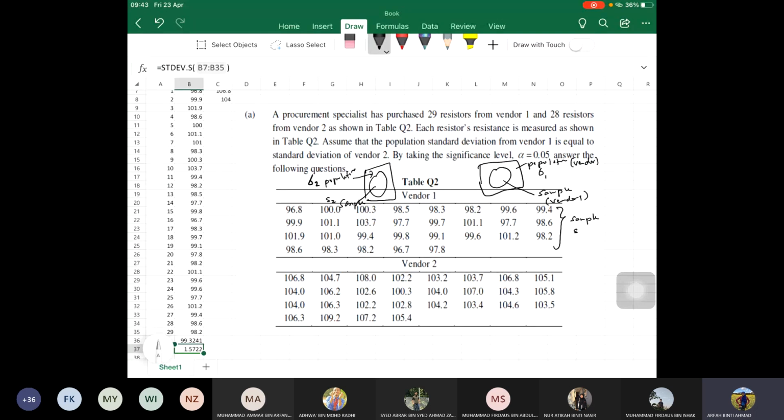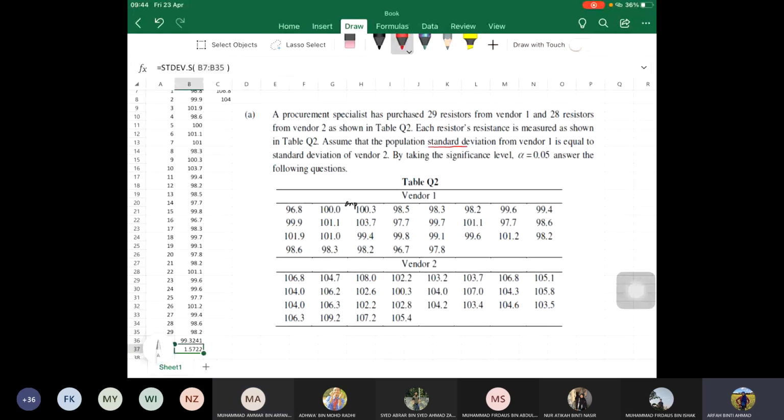Okay. That is why dia kata assume the population standard deviation. So maksudnya sigma 1 adalah sama dengan sigma 2. Tapi data yang dia bagi ini adalah sample data. So takkanlah in general vendor 1 tu produce 29 item je kan. Dia mesti produce lebih banyak. Katakan satu hari 5,000. Tapi kita takkan test all the 5,000. We will select only subset sample. So that's why dalam contoh ni kita ambil 29 dan 28 sahaja. Sebab tu dia sample. So clear Amar? The konsep? Clear. Okay.